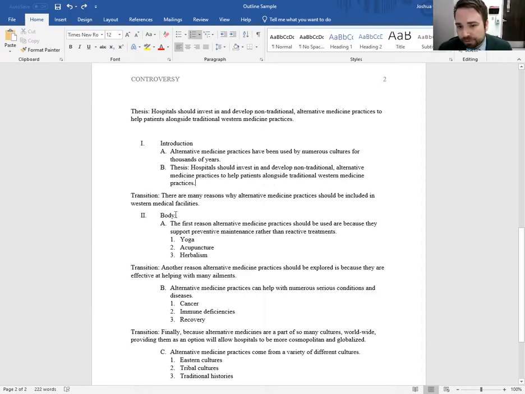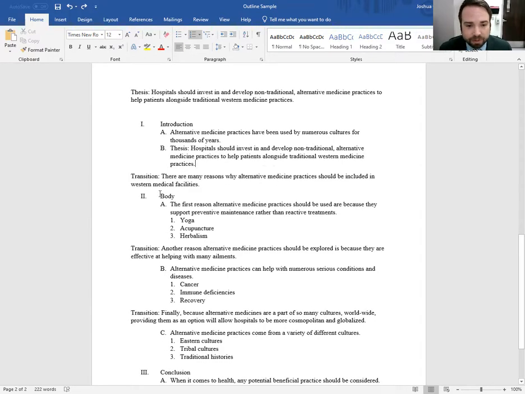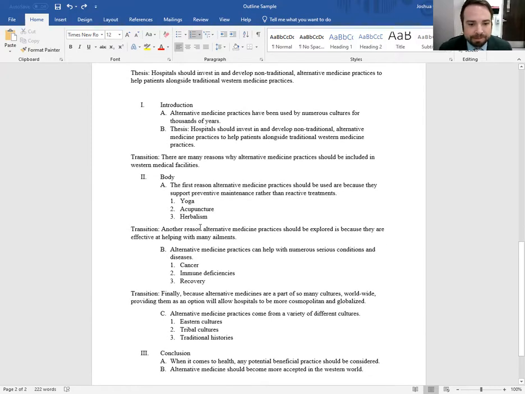My Roman numeral number 2 is for the body of my outline. And then you can see that I have my A, B, and C. Those are my 3 main points. I have my point listed. The first reason alternative medicine practices should be used is because they support preventative maintenance rather than reactive treatments. And then I just have some keywords to explain that as my subpoints: yoga, acupuncture, herbalism.